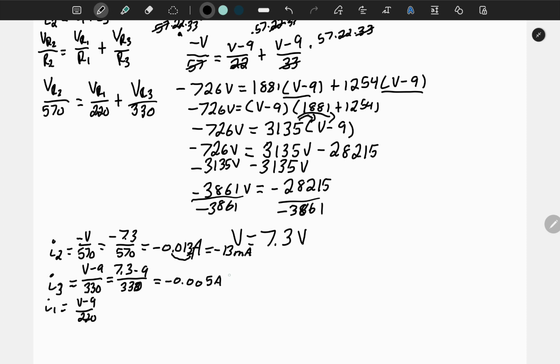Oh my god. But I've also just been doing this for so long. Not 500. Jeez. Negative 5 milliamps. And then 7.3 minus 9 over 220 is equal to negative 0.008 amps. Equals negative 8 milliamps.